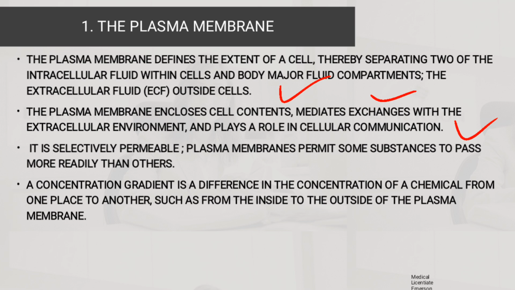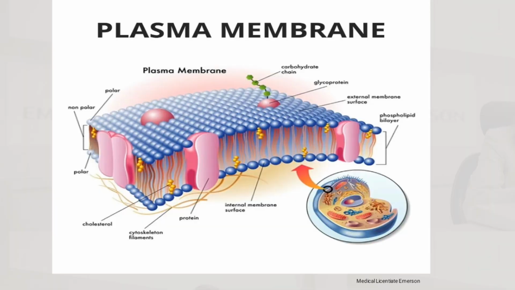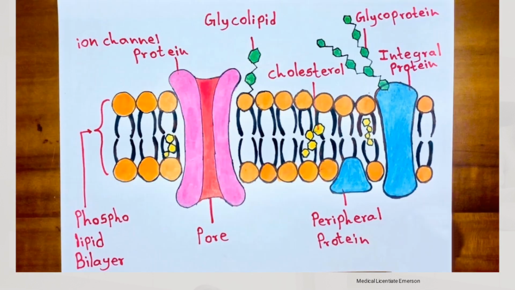Then a concentration gradient is a difference in the concentration of a chemical from one place to another, such as from the inside to the outside of the plasma membrane. Okay, so this is the plasma membrane we're talking about, and this is how to draw the plasma membrane and its cell structure.